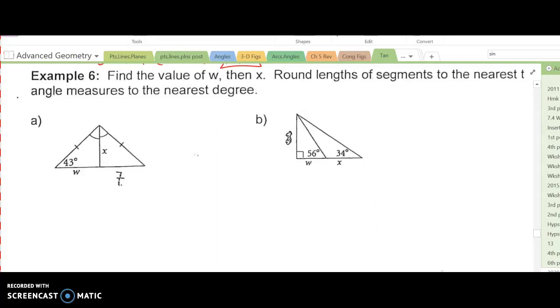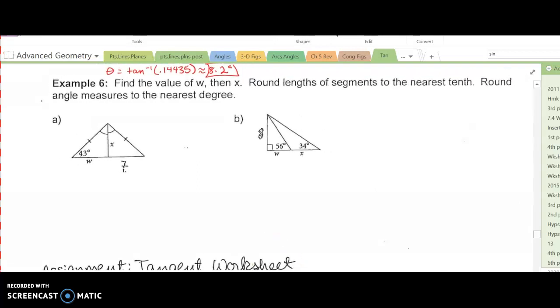Okay, in this last example, it says find the value of W and then X and round the lengths of the segments to the nearest tenth. Round angle measures to the nearest degree. So let's take a look at this first picture.